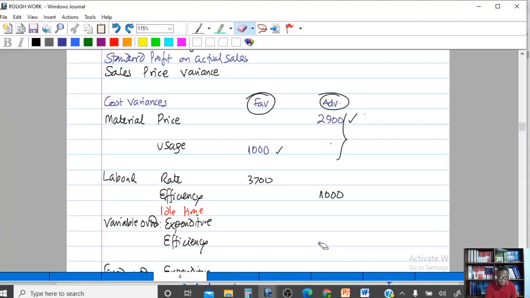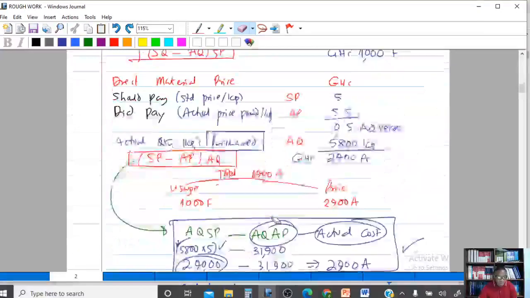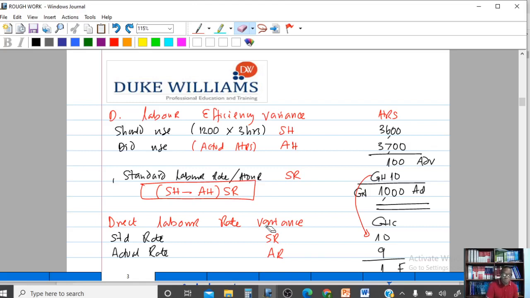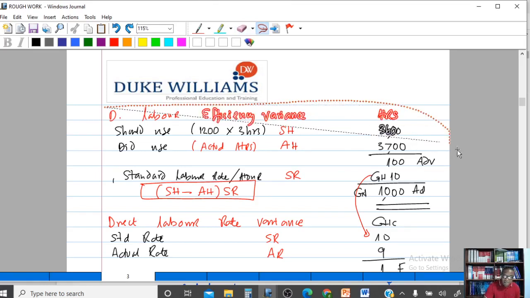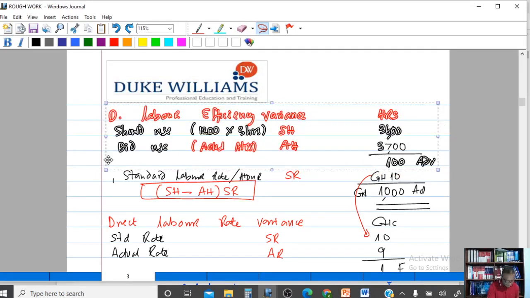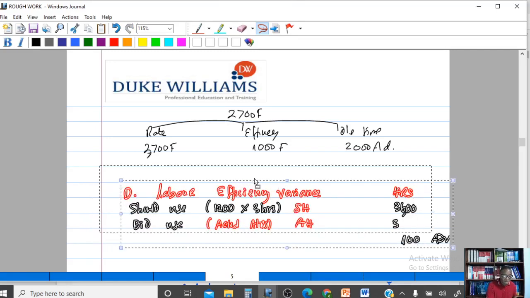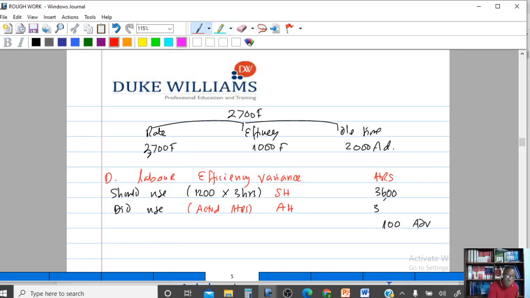Now, if you remember, we had the material efficiency to be 100. It's going to be the same, but what is going to be different is that this time we're going to multiply it. Let me just copy this bit to save me some time of rewriting. So what I'm going to do here is take the variable overhead efficiency variance. This is the same 100 adverse, but this time I'm going to multiply it by the standard rate, and because this is in hours, that will be the variable overhead absorption rate per hour.